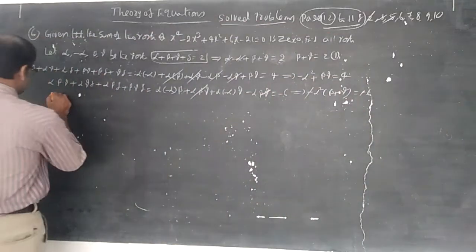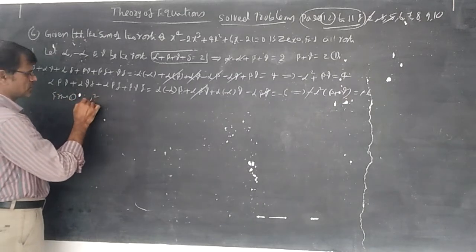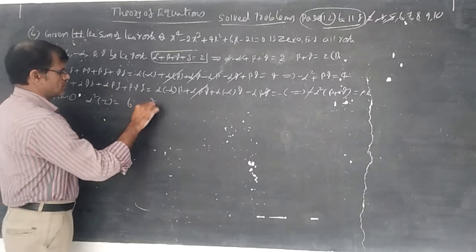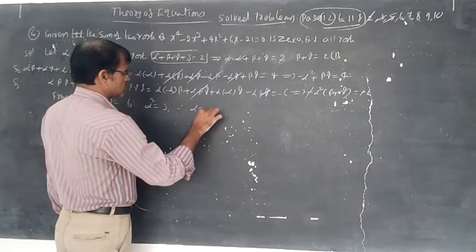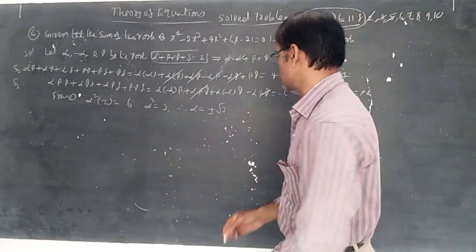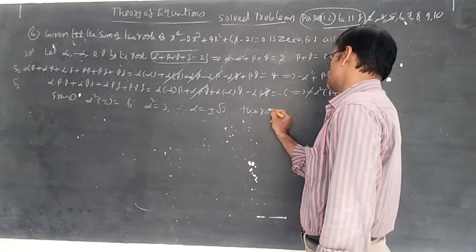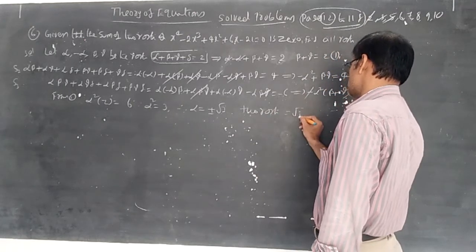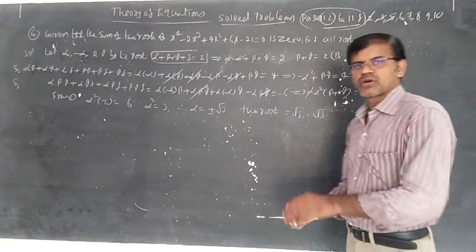From 1, beta plus gamma is equal to 2. So alpha square into 2 is equal to 6. Therefore alpha square is equal to 3. Therefore alpha is equal to plus or minus root 3. We can understand alpha comma minus alpha, both are roots. 2 roots we got here, that is root 3 comma minus root 3. So by Horner's synthetic division we can prepare a quadratic equation.